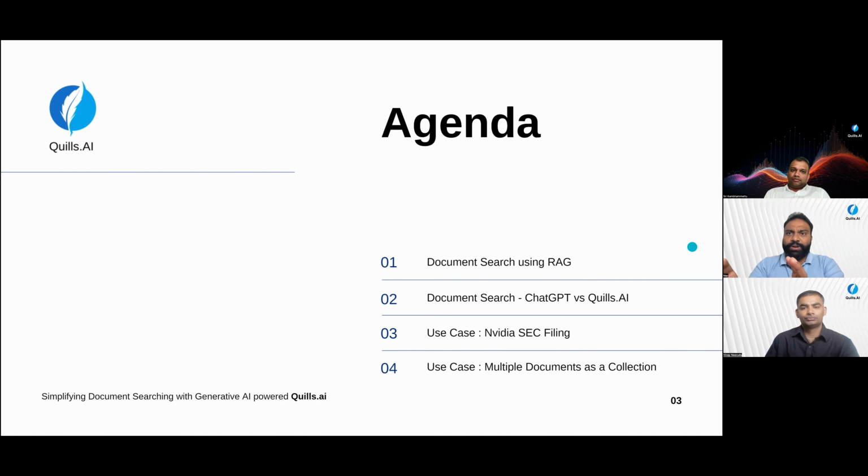In the next couple of slides, you will see we created two data sets. One is a single document: we took the NVIDIA SEC filings. The other is a complicated data set where we took multiple PDFs and created a collection, and we also did document search on it. We will quickly walk you through all these things, and we will also speak a little about what Quills.ai is and what the traction looks like right now, just to give a brief of who we are. Now, next slide.